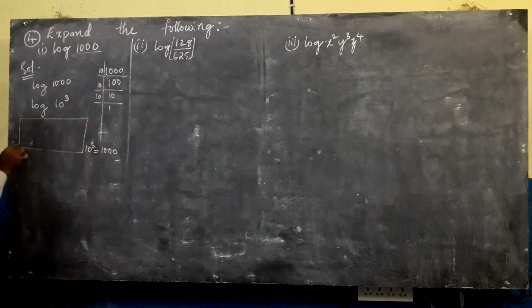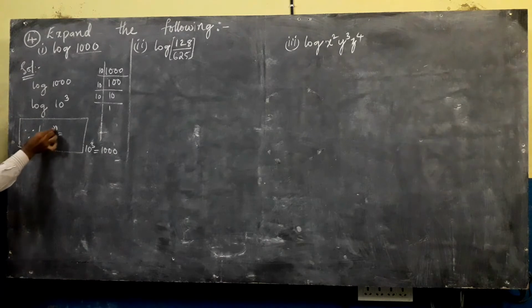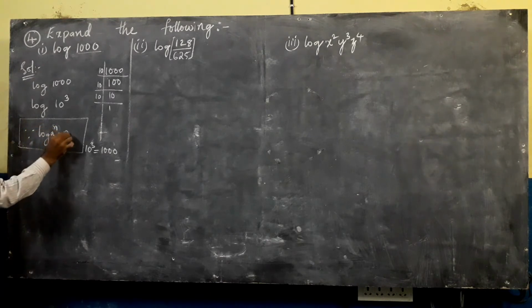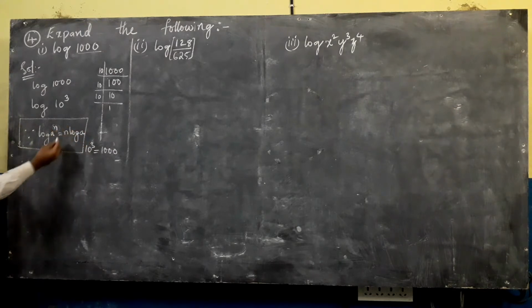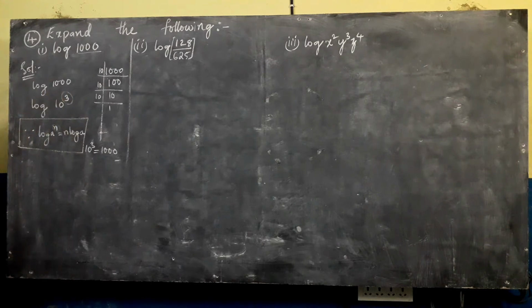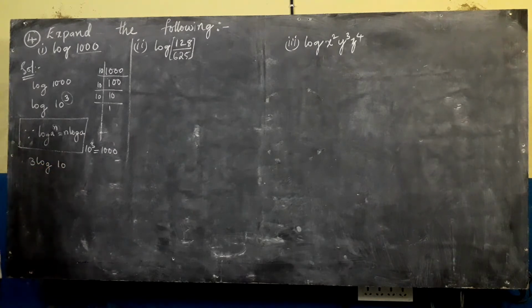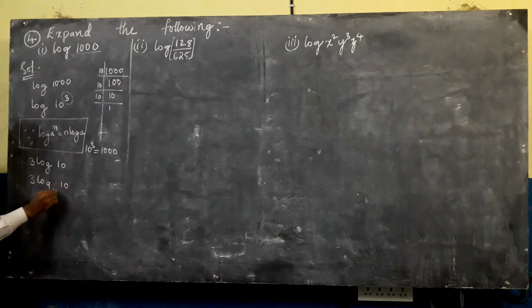We are having one formula, that is log a to the power of n is equals to, in this formula n comes in front side. So n log a. N is nothing but the power. So 3 log 10. When there is no base, we can consider the base is 10. For this, we can write 3 log 10 base 10.